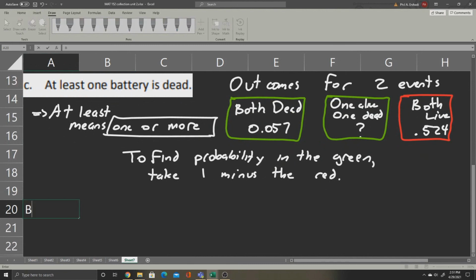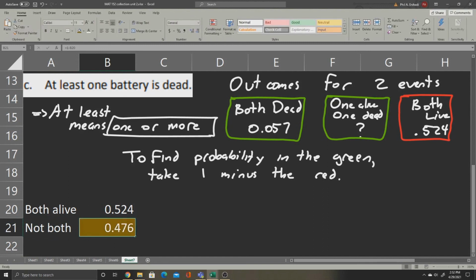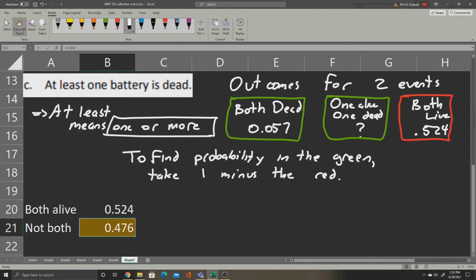So the probability that both of them are alive was calculated in part A. We can retrieve that number from part A. It was 0.524. Now, to find the probability that they are not both alive, we can take equals 1 minus the 0.524 that was in red. When we press enter, we'll find we have 0.476. This is the probability of having either both dead batteries or one dead battery. Whereas the 0.524 was the probability that none of them are dead.